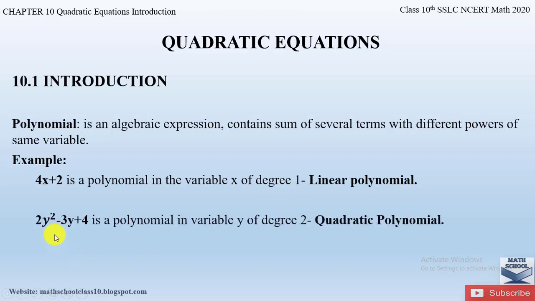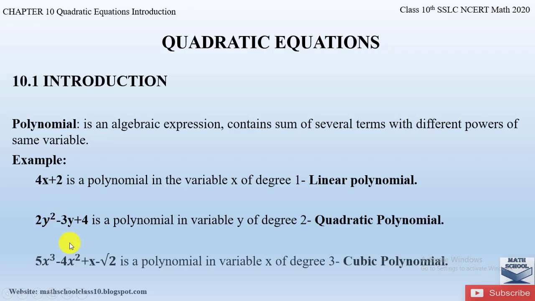Then we have another polynomial. So this is a polynomial in variable y. The polynomial has the variable as y. So we have 2y square minus 3y plus 4 whose degree is 2. Such a polynomial whose degree is 2 is called a quadratic polynomial. Quad means 2 in Greek. So such a polynomial is called the quadratic polynomial whose degree or power is 2.